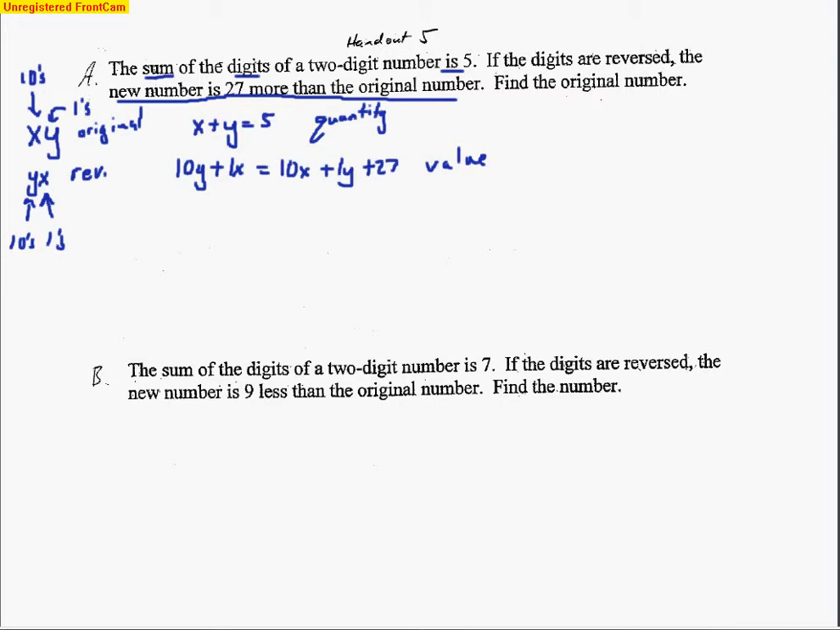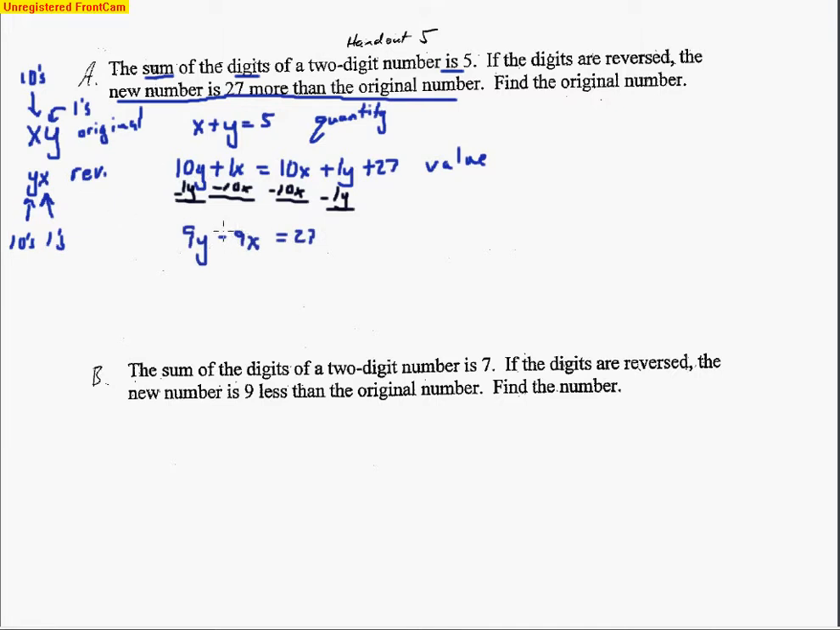To solve, I'm going to rewrite this value equation in a way that's a little more understandable. Get the x's and y's on the same side. I'm going to bring all the x's and y's to the left. So let's subtract this 1y, and subtract this 10x. When I do that, here's my new equation. I've got 9y minus 9x equals 27. Now I've got an equation I can solve.